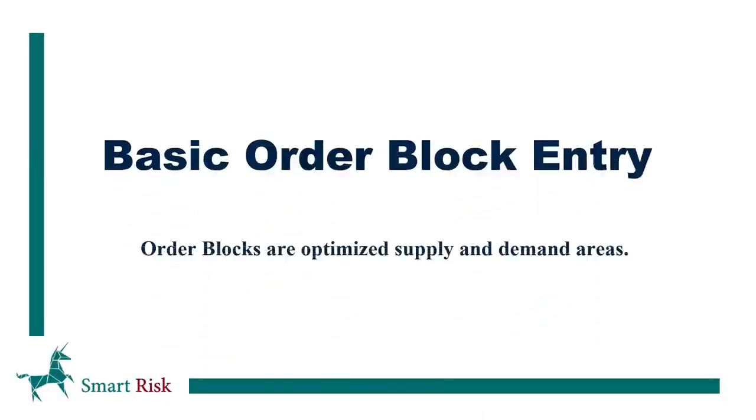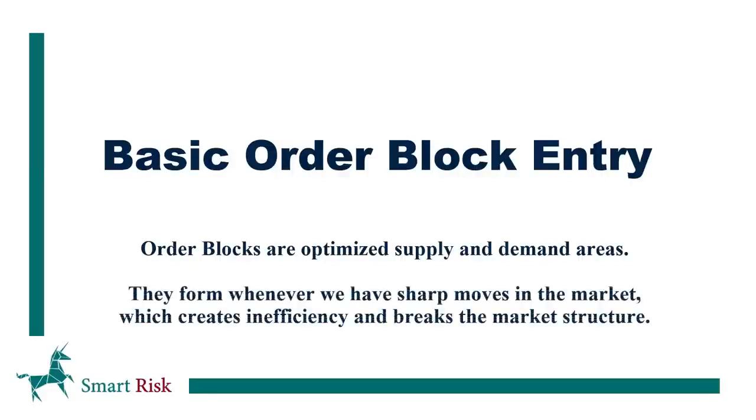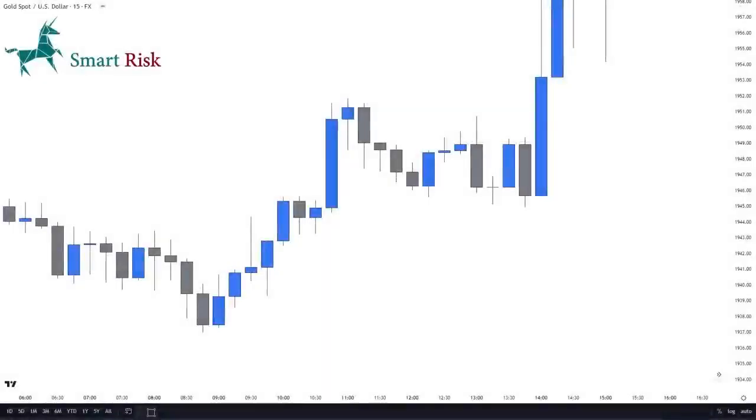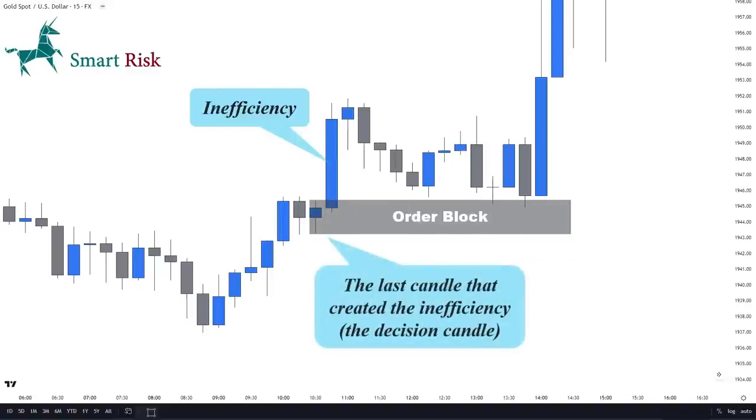Order blocks are optimized supply and demand areas. They form whenever we have sharp moves in the market, which creates inefficiency and breaks the market structure. Traders define order block zones in various ways, but here is how we mark order blocks in different market scenarios. Usually, we mark the last candle that created the inefficiency as an order block, which we believe that the decisions are made during this candle.